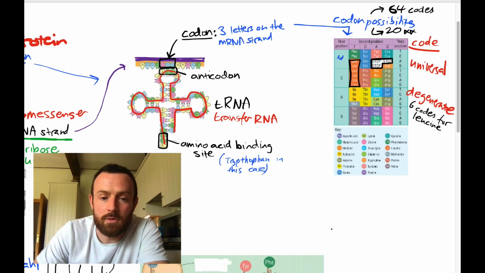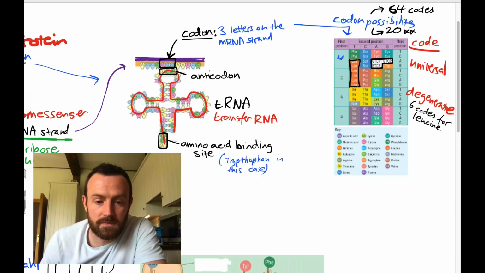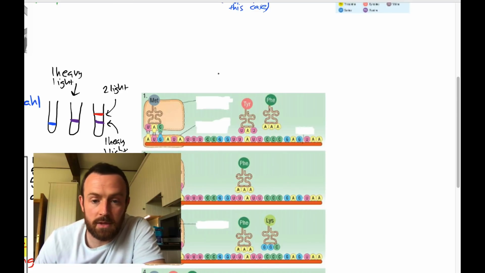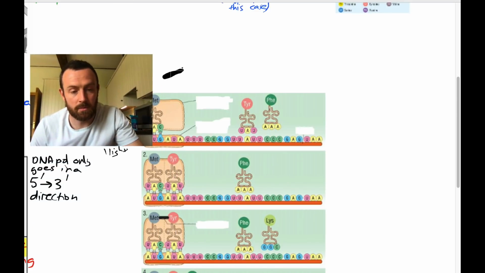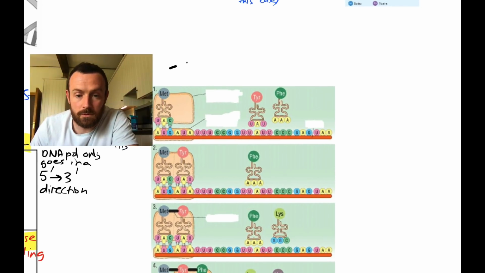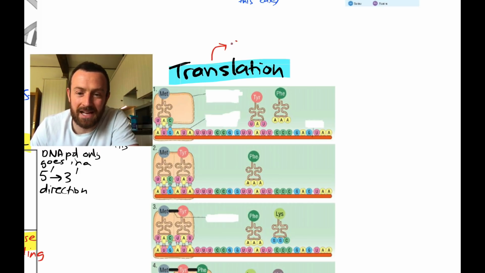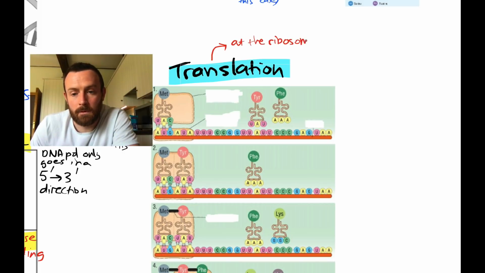Right, so the process of translation is happening here. Final thing, let's label it nice and big. Translation. Okay, translation. So translation happens at the ribosome. It doesn't really happen in the ribosome, but at the ribosome. And remember the ribosome itself.